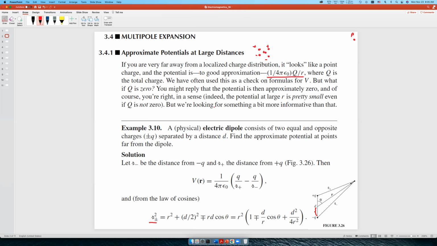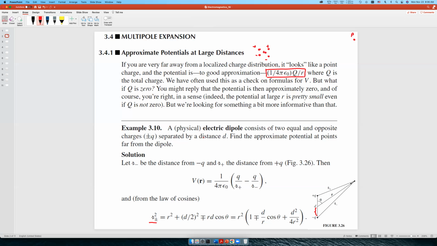But here we're looking for something a bit more informative than this term. This is only one term, and later on after this section, you will see this is only the dominant term for the potential of a collection of charge distribution. So this is a dominant term, but you will have more terms, or we will have some more informative equations than this single term equation.